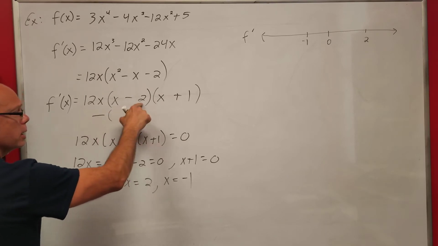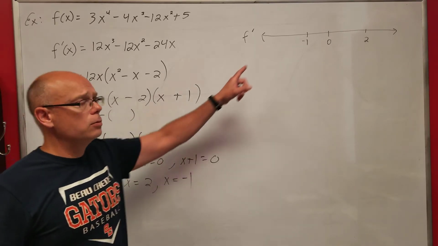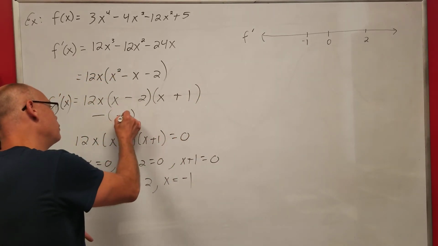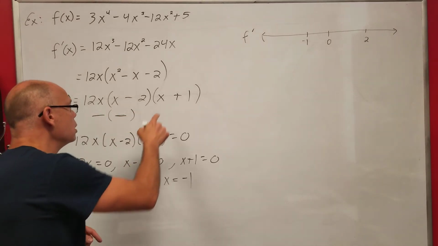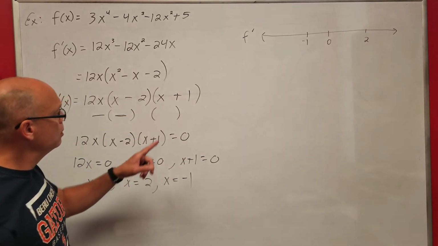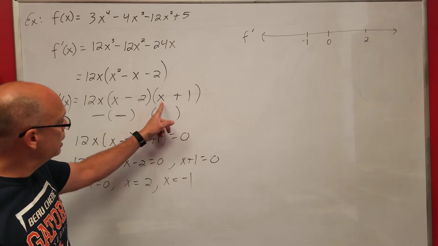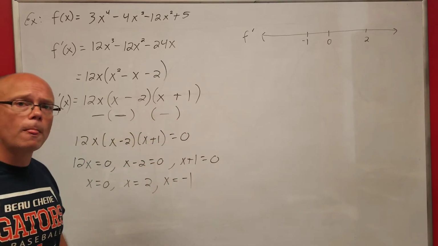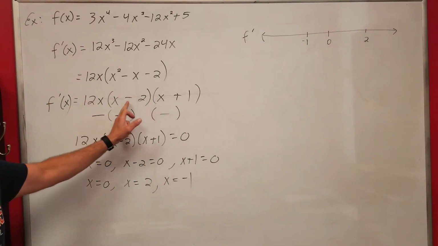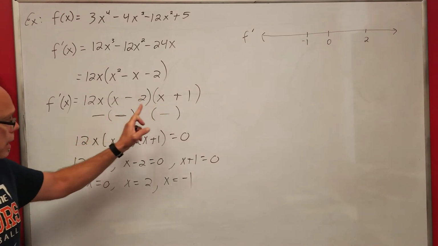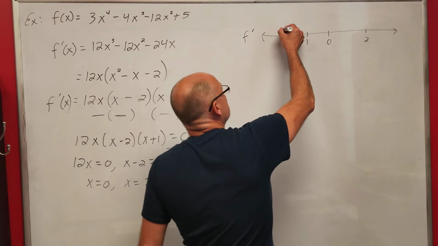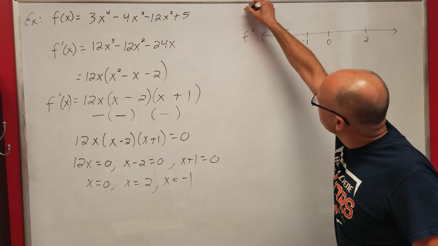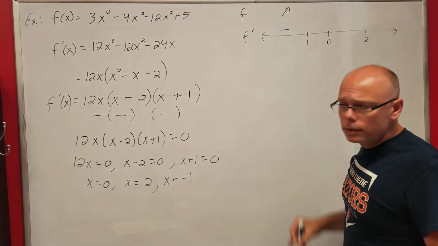What about in this set of parentheses? What if I pick negative 2 as my test value? Negative 2 minus 2 is negative 4, so that becomes negative in there. What about in this set? What happens when I sub in a negative 2? Negative 2 plus 1 is a negative. So now, this is all multiplied, right? So what's a negative times a negative times a negative? That'll be negative right here. So if f prime is negative, then that means that f is increasing right there.